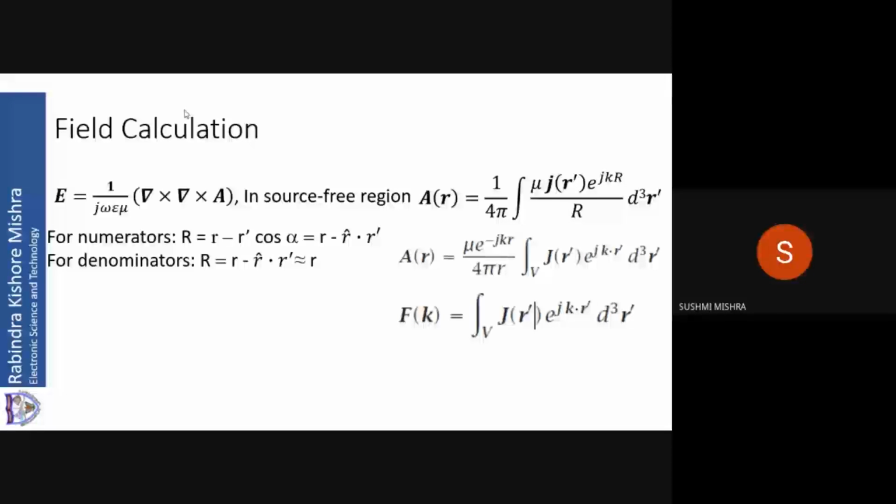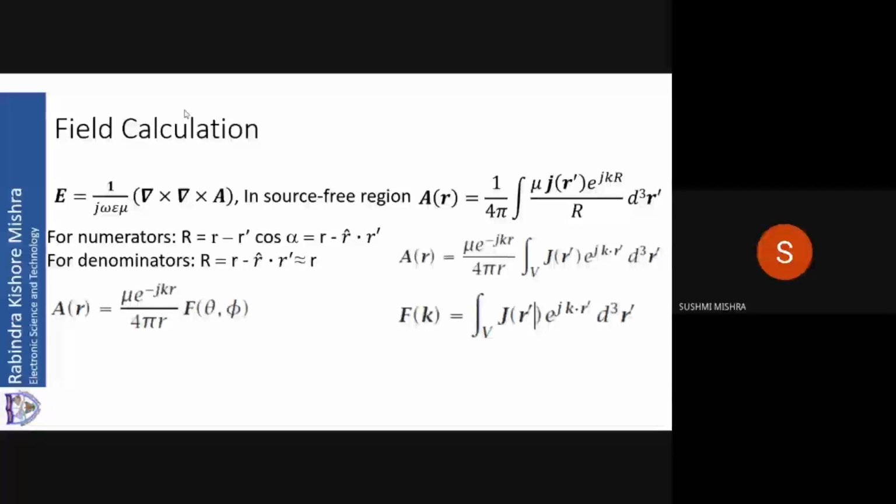Right now, F(k) depends on theta and phi, so we can rewrite F(k) as F(theta, phi). Using that, we write our radiation vector potential A(r) equal to mu e^(-jkr) upon 4 pi r F(theta, phi). So this is how we will find out A(r), the radiation vector potential.